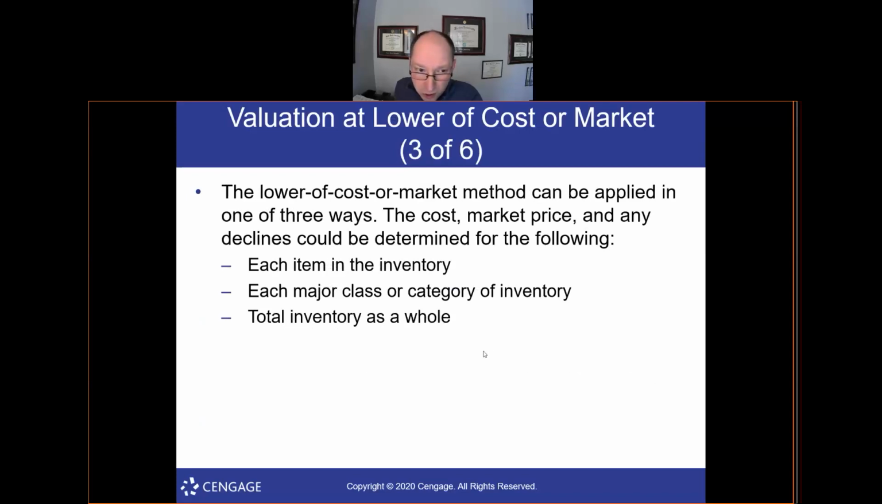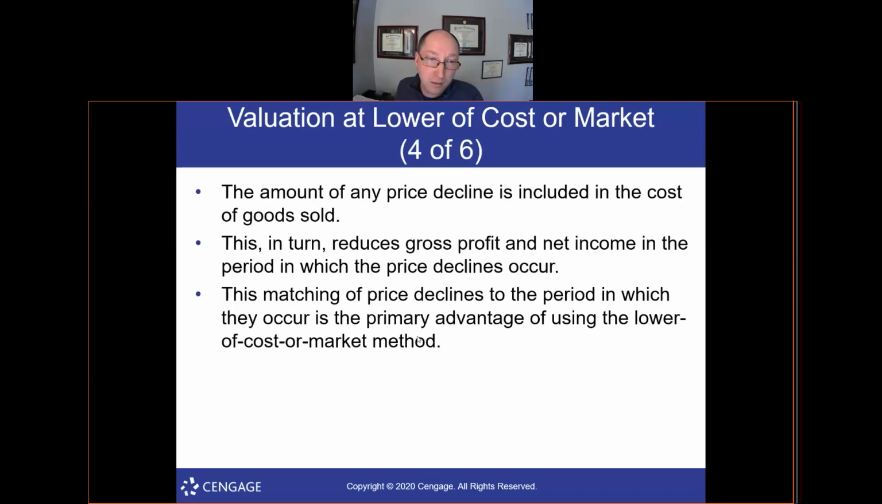Don't need to worry too much about it. That's why I'm going through a little quicker. Lower of cost or market is applied in one of three ways. You take the cost, the market price, and any declines for each item in inventory, major class of inventory, and the total inventory as a whole.